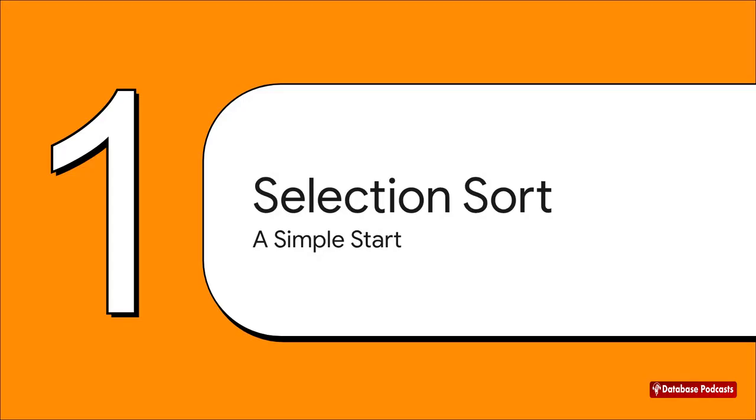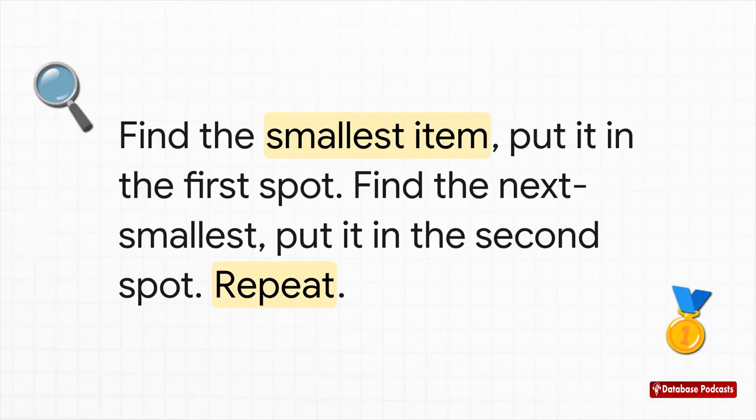All right, we're going to start with one of the most straightforward methods out there, selection sort. Seriously, if you had to sort a list of numbers from scratch with no instructions, you might actually come up with this yourself. It's that intuitive. The logic here is just brilliantly simple. The algorithm scans the entire list to find the absolute smallest thing and then swaps it into the very first position. Okay, that spot's done.